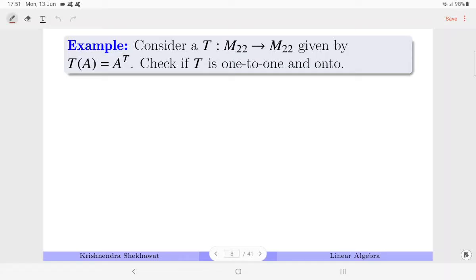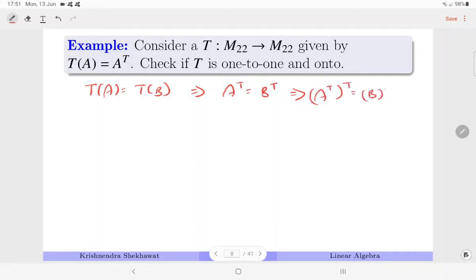We will start with 1-1. So let us assume that T of A is equal to T of B. That gives me A transpose is equal to B transpose. If I take transpose on both the sides, then A transpose of transpose is equal to B transpose of transpose. That gives me A is equal to B, which implies T is 1 to 1.